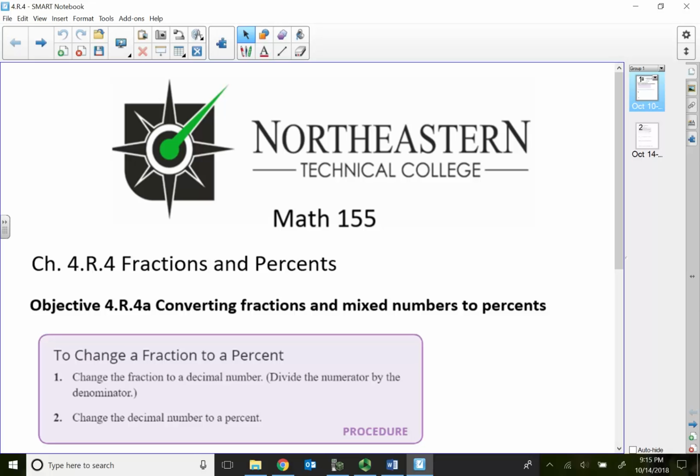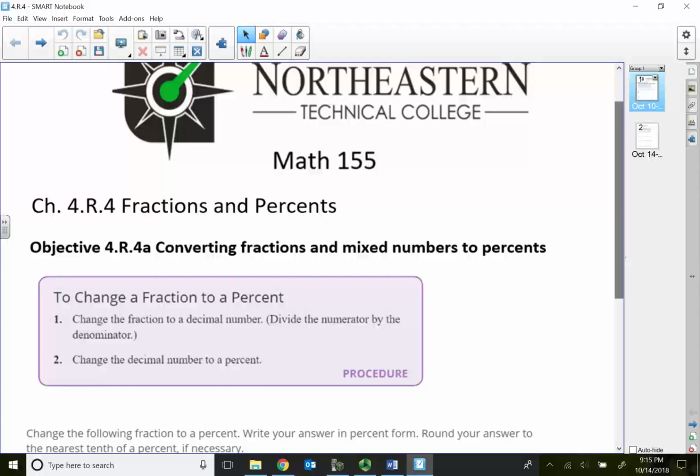Math 155, Section 4.4 Integrated Review. So in this lecture video, let's take a look at conversion between fractions and percent.